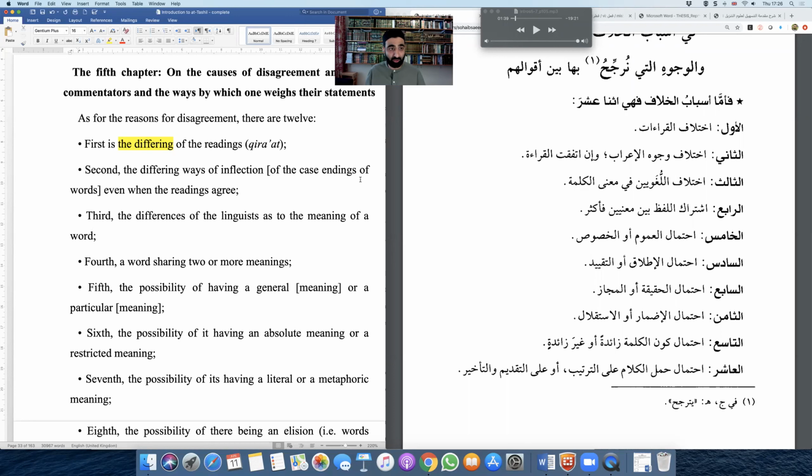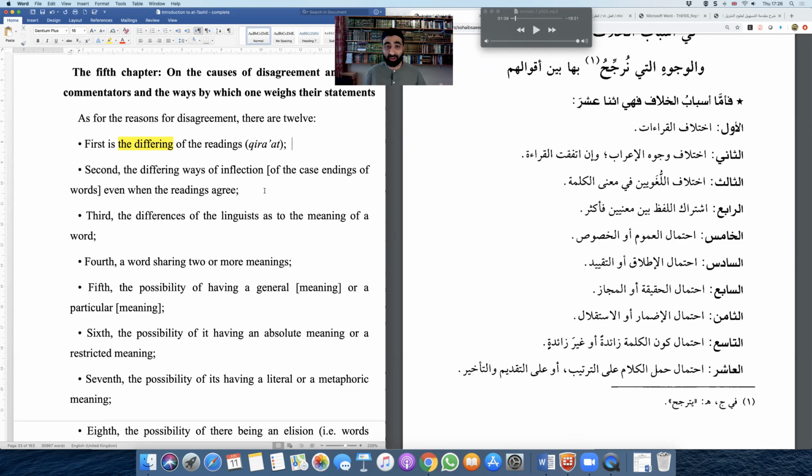Okay, that's a description of I'rab, even when the readings agree. So even if we are dealing with the same text, so there's no difference in any voweling here, there could still be multiple ways that we can actually understand how this is worded, right? So we're dealing with the same text, but there are different ways of reading that. Reading here in the sense of interpreting that grammatically, syntactically, right? So wujuh al-i'rab. So this happens, of course, a great deal.